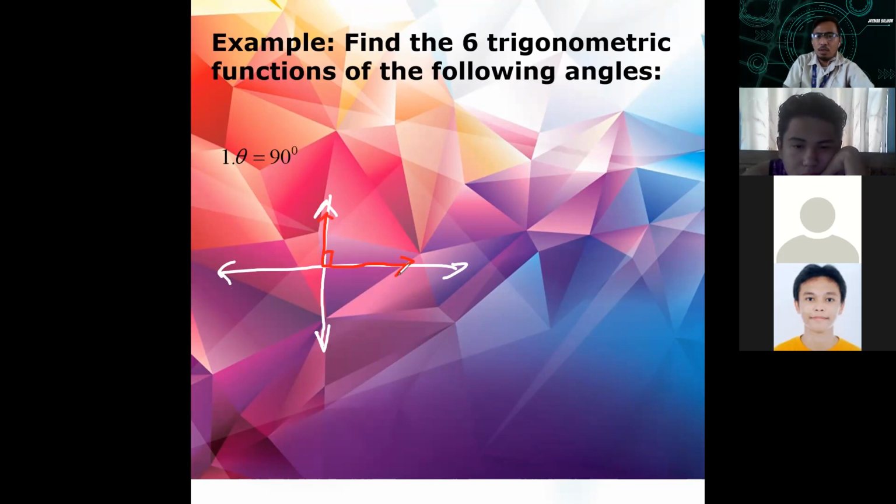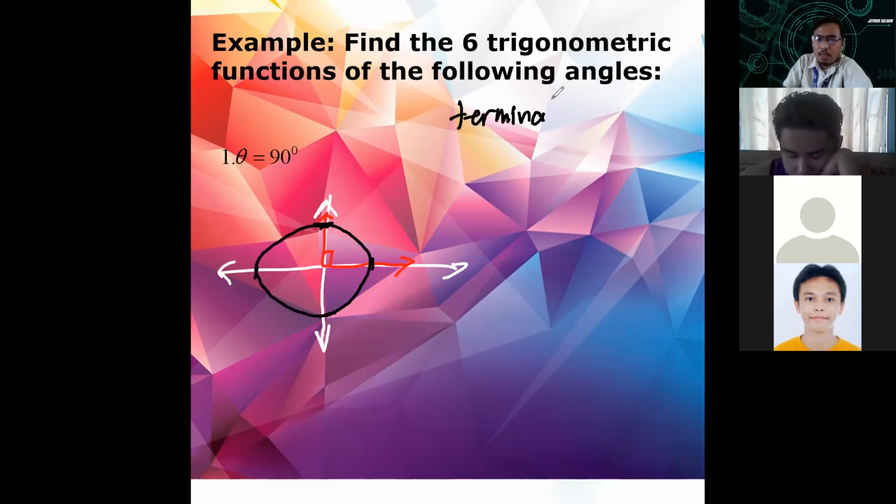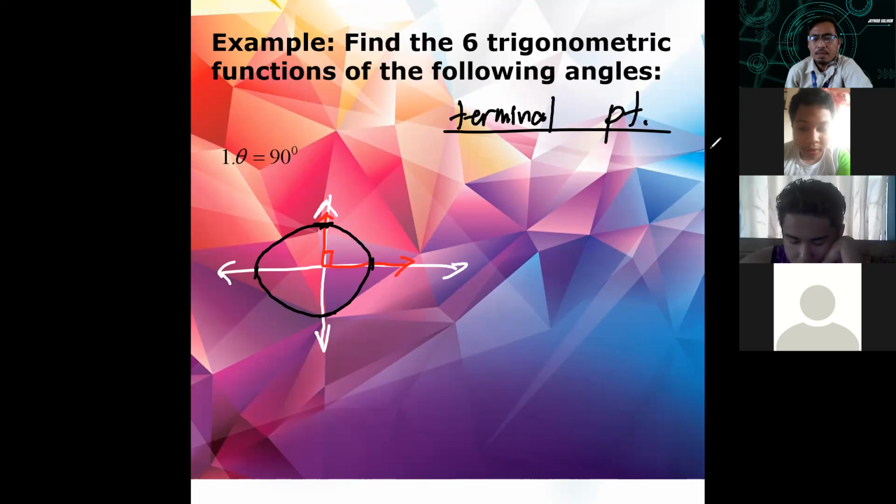And if you will draw a unit circle, 1 unit, 1 unit, 1 unit, and 1 unit, you will have the unit circle here. And remember, our objective is to find our terminal point. What is the terminal point? Anyone? The point of intersection between your terminal ray and the unit circle. So it means it must be somewhere here.